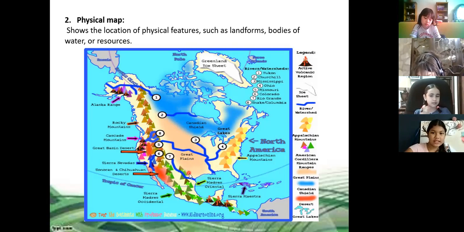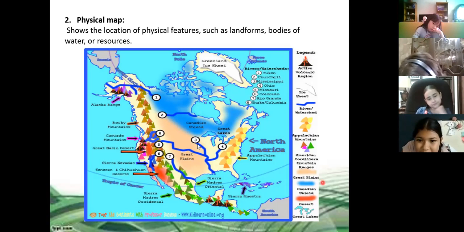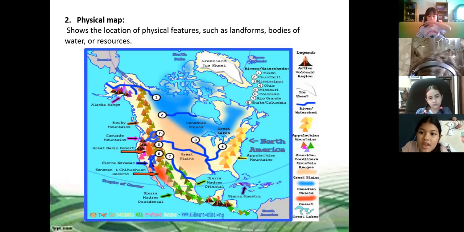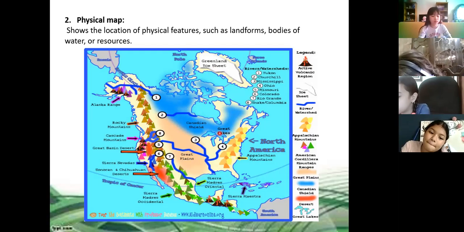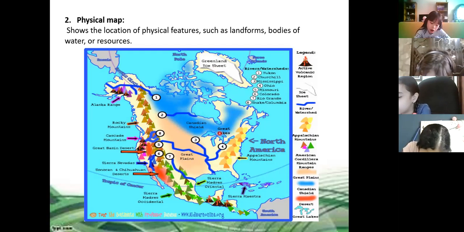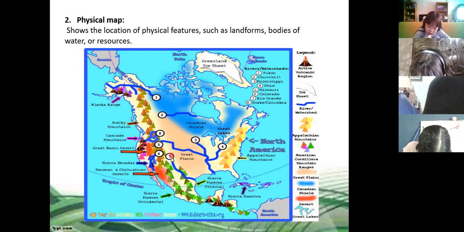Here we can also see the legend that describes what is represented on the map. Look here. We have all these landforms in the physical map. Don't forget, a political map divides a country into states, and that's the political representation. A physical map is different. It shows the landforms, the physical features, and the bodies of water.